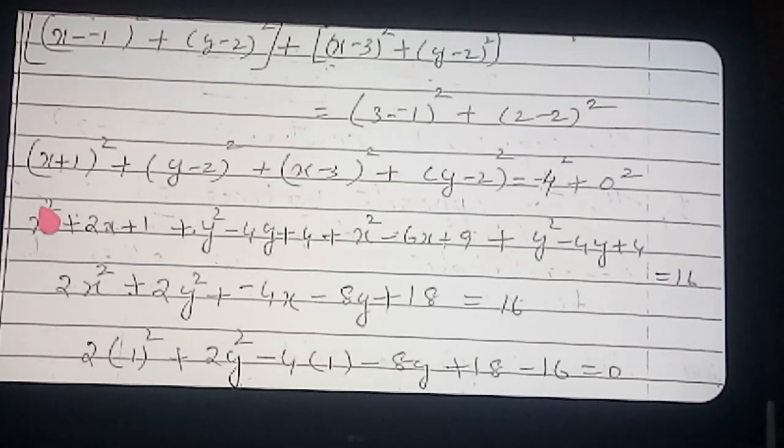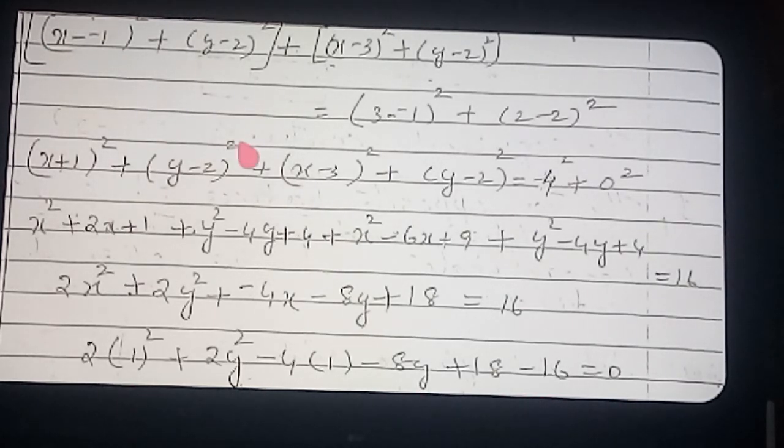Now simplify all these terms. How many times is x square coming? 2x square. How many times y square? 2y square. 2x, then minus 6x, so what will come? Minus 4x. Then minus 4y and minus 4y, total minus 8y. Then add all the numbers: 1 plus 4 is 5, 5 plus 9 is 14, 14 plus 4 is 18. All added together is equal to 16. Now 16 you bring to this side.